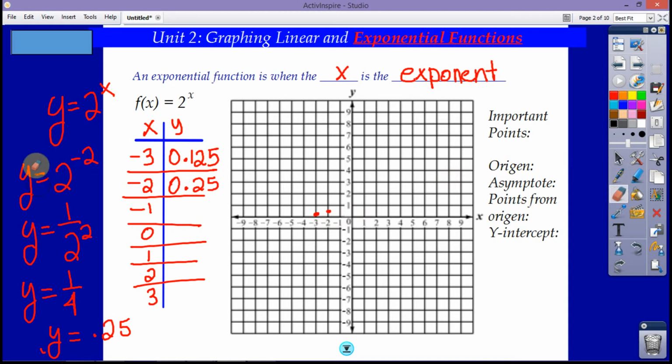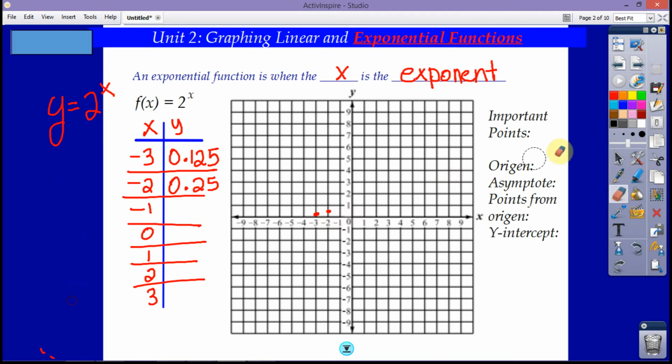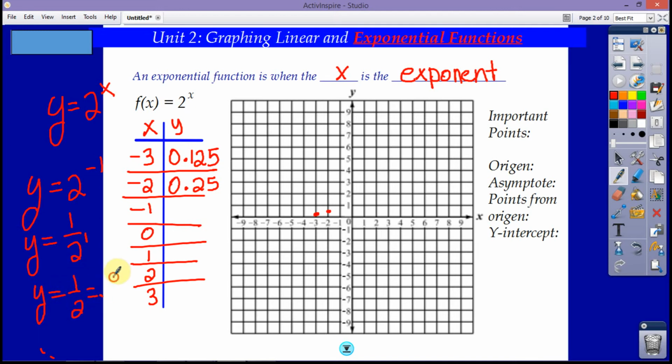Now, let's try -1. So y equals 2 to the -1. Again, negative exponent, so flip it into a fraction with the positive exponent 1, and that is just 1/2, which is 0.5. So 0.5, like in the middle, right here.